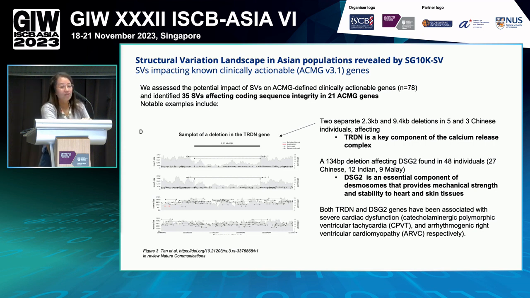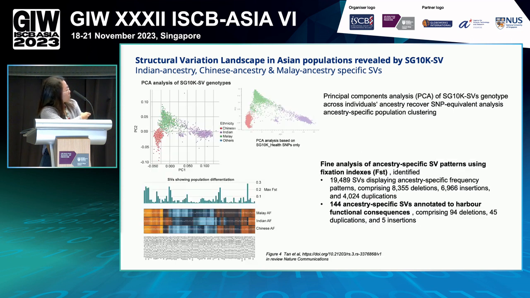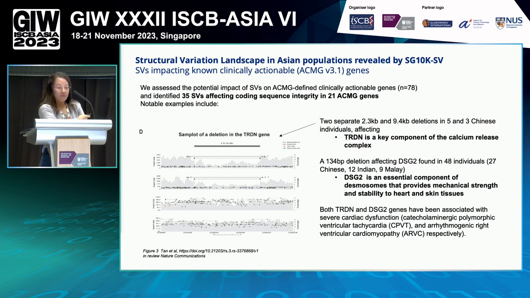So here's an example of the SAM plot. The SAM plot showing an example of the deletion in the TRDN gene. The first 2 rows show individuals with the deletion, and the last 2 rows show individuals without the deletion. And so we found only Chinese individuals having these deletions in the TRDN gene. And then we also found another deletion affecting 48 individuals in the DSG2 gene in our dataset. Both these TRDN and DSG2 genes are associated with severe cardiac dysfunction.